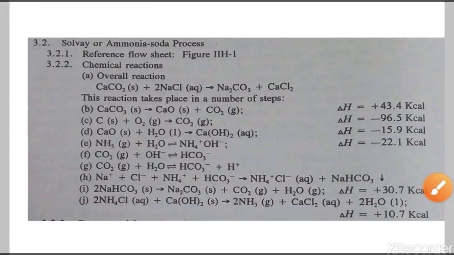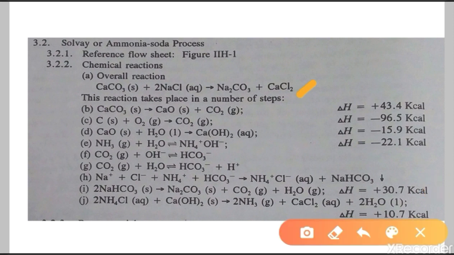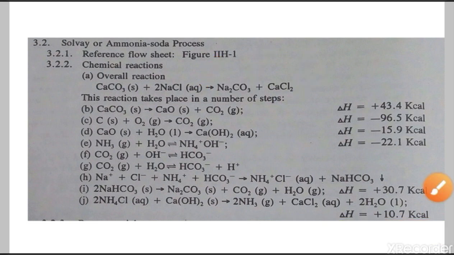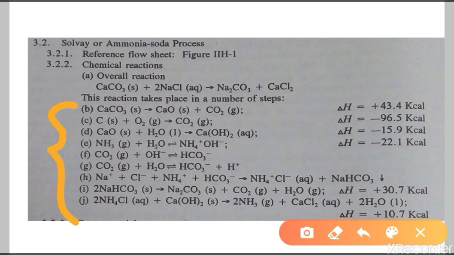And regarding chemical reactions, there is only a single reaction, that is calcium carbonate. When it combines with the brine solution, that is NaCl solution, it gives Na2CO3, that is soda ash, and calcium chloride is taken out as impurity. But it is not that calcium carbonate directly reacts with NaCl and it gives Na2CO3. Instead, the process occurs in a series of reactions, and these reactions cannot be just read out just now. They can be understood step by step as they are occurring in the flow sheet.